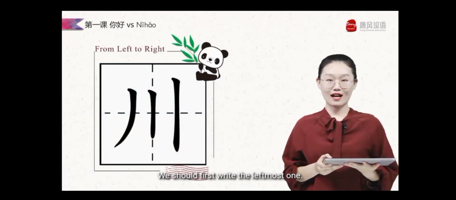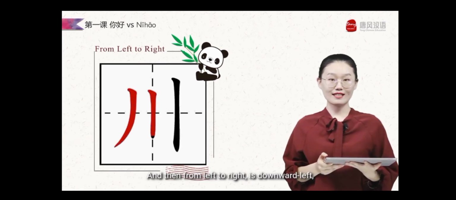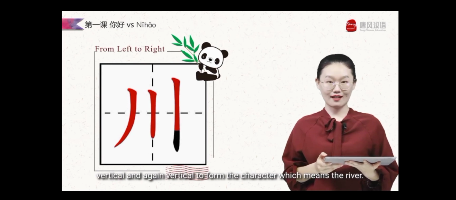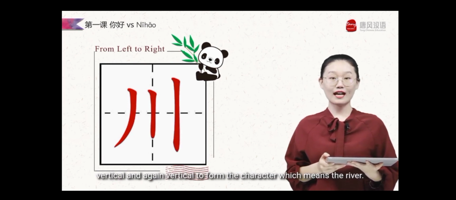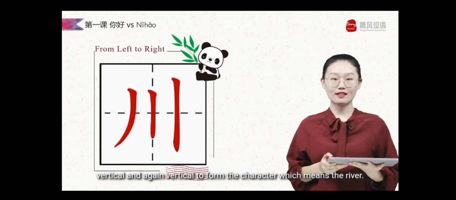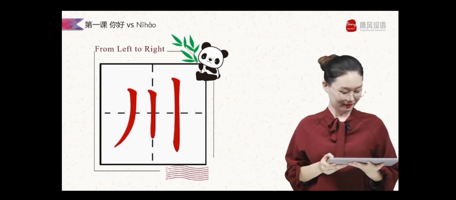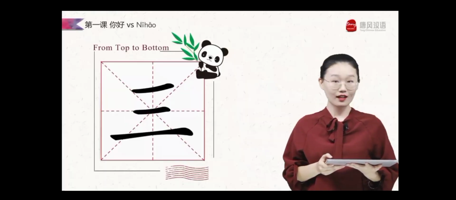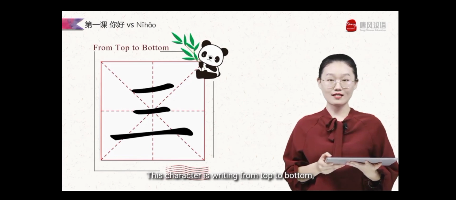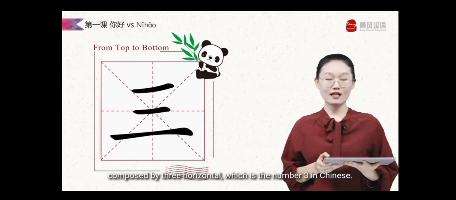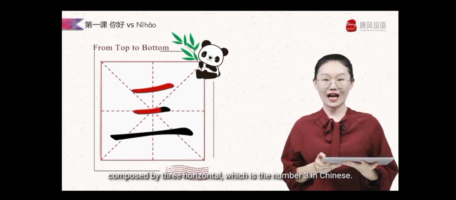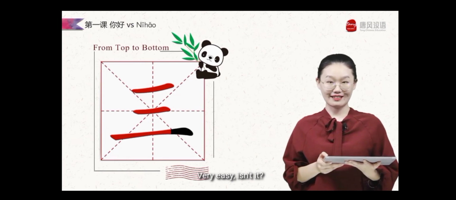we should first write the leftmost one, and then from left to right is downward left, vertical, and again vertical to form the character which means the river. The next character is written from top to bottom, composed of 3 horizontals, which is the number 3 in Chinese. Very easy, isn't it?